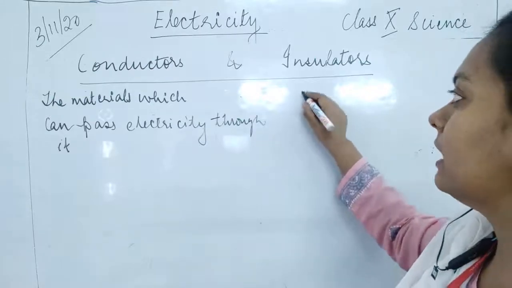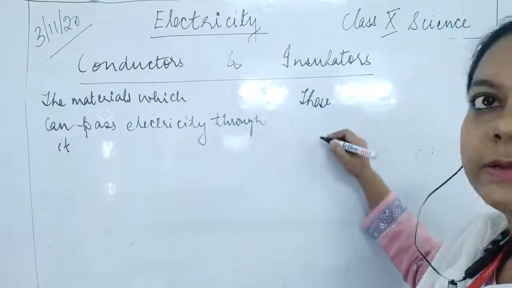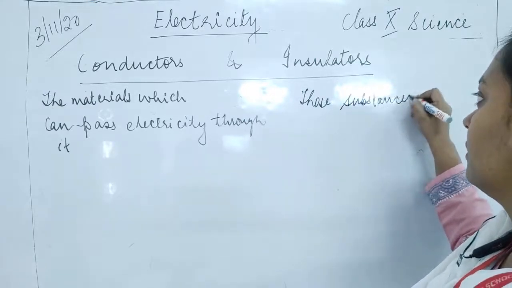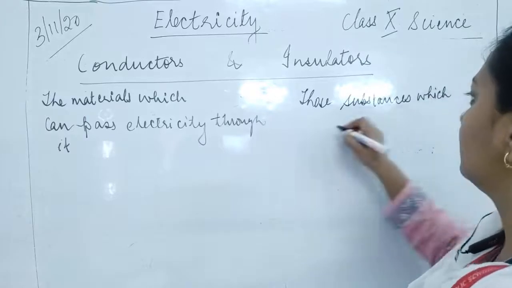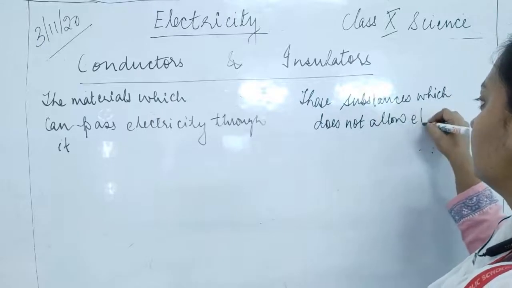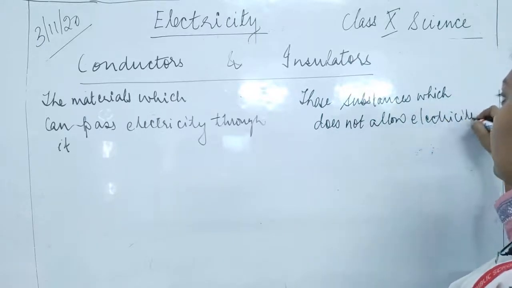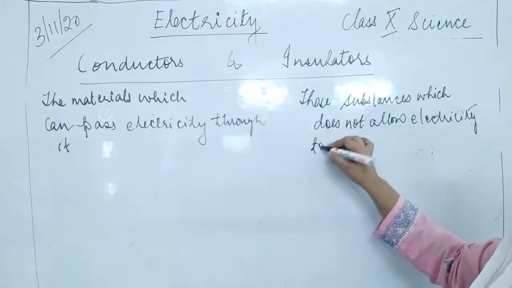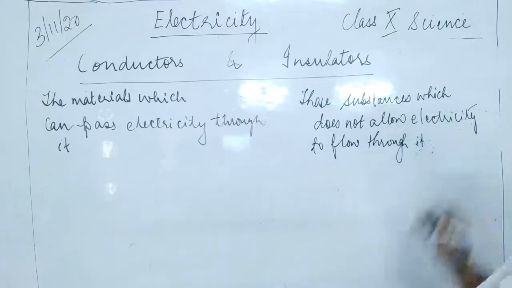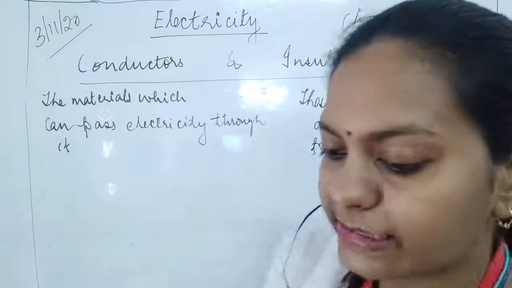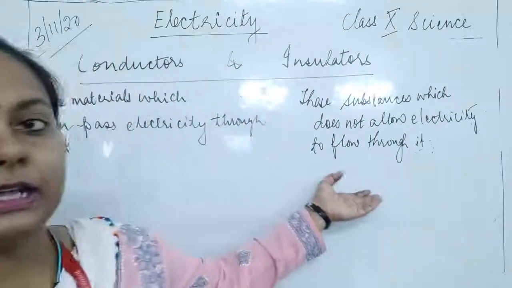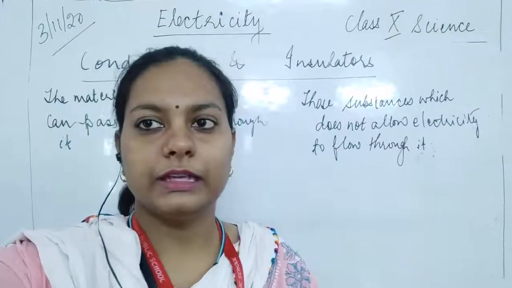The insulators are those substances which do not allow electricity to flow through it. Okay, so it is just the vice versa of the conductors, that insulators are those substances which will not allow the electricity to flow through it.